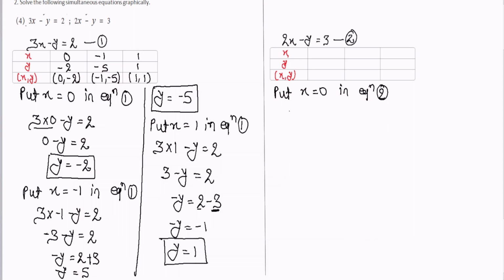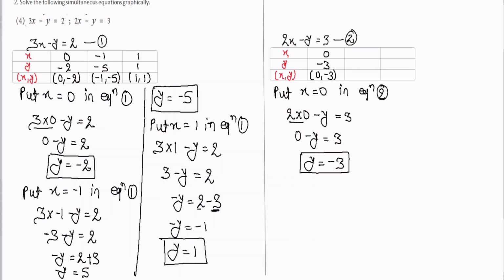So if you put x is equals to 0, it will be 2 into 0 minus 1 y is equals to 3. So this whole value will become 0 minus y is equals to 3. So y will be equals to minus 3. So here we'll put 0 comma minus 3. Solution will be 0 comma minus 3.